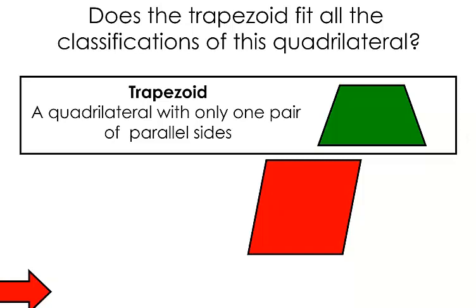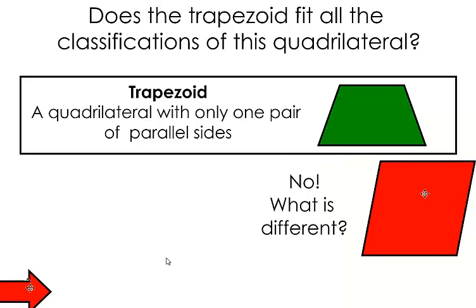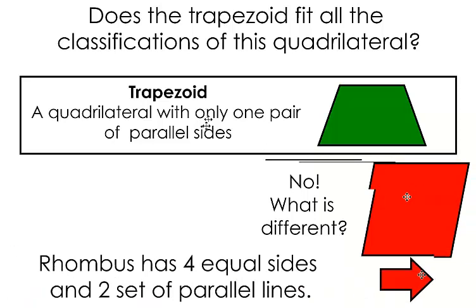So let's look at this trapezoid. Does this trapezoid fit the classifications of this quadrilateral? A quadrilateral with only 1 pair of parallel sides. So this is actually a rhombus. Does it fit the trapezoid definition? No, because what's different? A rhombus has 2 equal sides and 2 sets of parallel lines, and a trapezoid has only 1 pair of parallel sides.